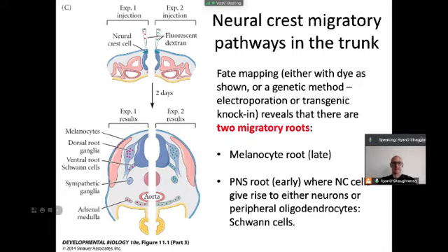There's the melanocyte route, which is the late route, and this is our red cells migrating from the dorsal root ganglion to form melanocytes. Or there's the early route, the peripheral nervous system route, where neural crest cells give rise to either neurons or peripheral oligodendrocytes, Schwann cells. So there are these two key migratory routes. So it's weird that the ectodermal cells become neural crest cells and then migrate back into the epidermis in the case of the melanocyte.